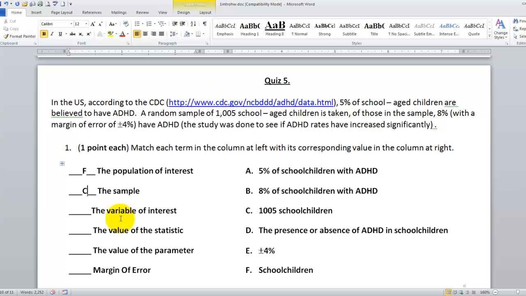The variable of interest. This one may have thrown you for a loop. So one way to accomplish these multiple choice is just to skip ones you don't know how to do and then go back to them. So I will do that, just in case that one throws folks for a loop.